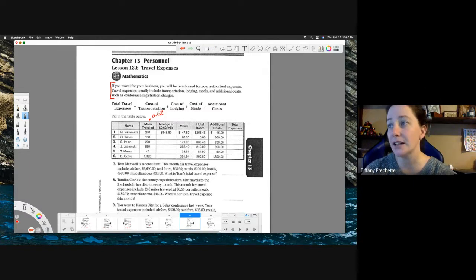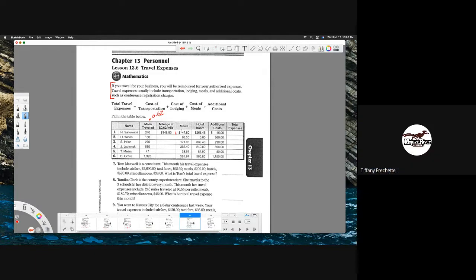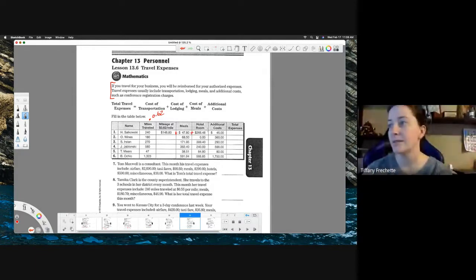Meals, they're just telling you how much the meals cost in this column. Hotel room, they're again just telling you how much the hotel room costs. And then any additional costs. They're not telling us what the additional costs are, just that they're authorized because they're in this column. So we already know, once we have these amounts, all we have to do is add them together. So we have mileage plus meals plus hotel plus the additional costs, and that's going to equal your total expenses. You literally just add across in the columns.